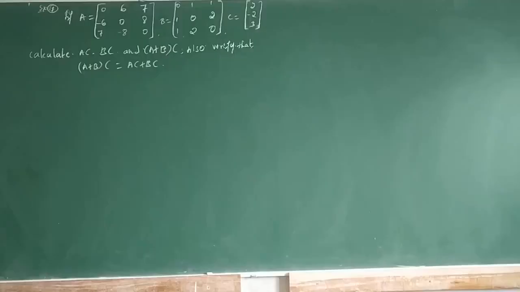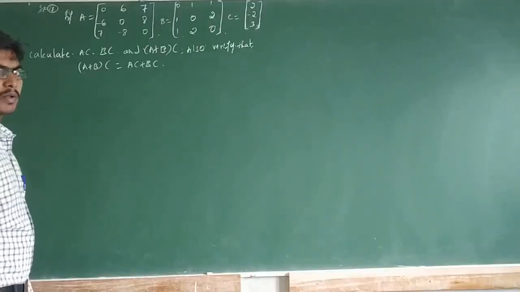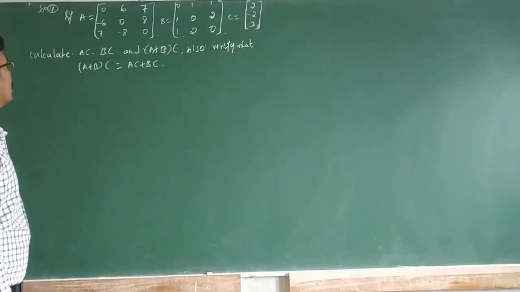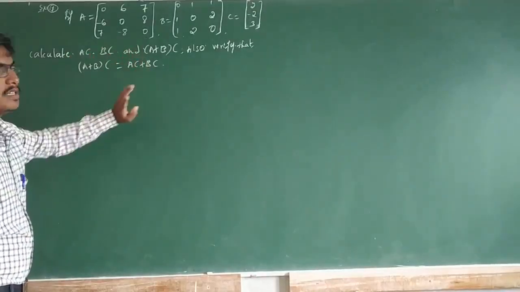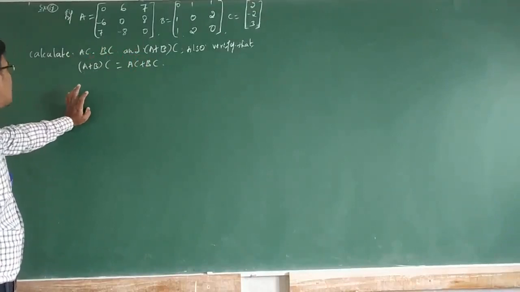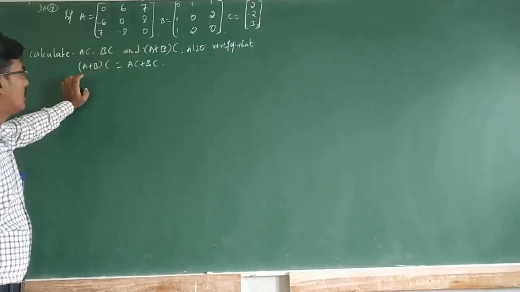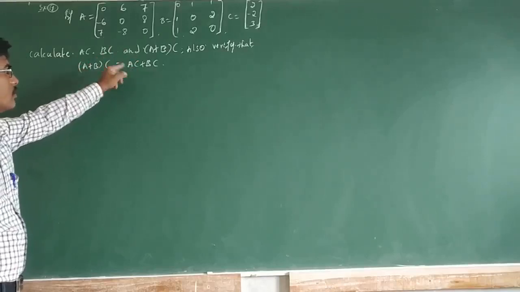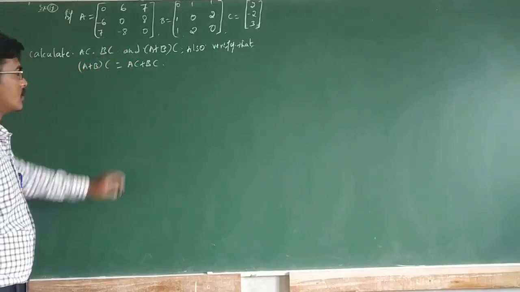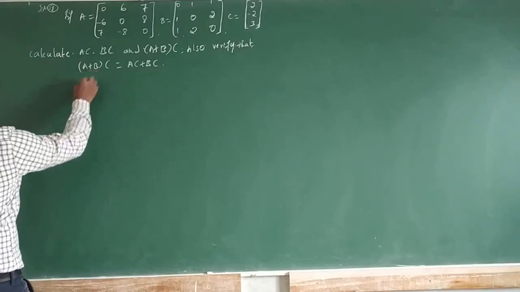Third column. Next, the example problem I have taken from your NCERT text. What have they given? Four matrices A, B, C are given. We have to calculate AC, BC, A plus B of C. Also verify that A plus B of C is equal to AC plus BC. So first I will find out A plus B.